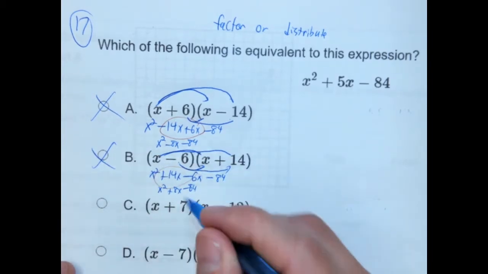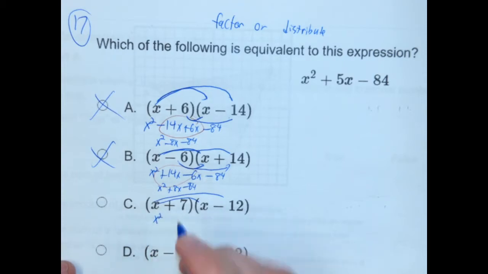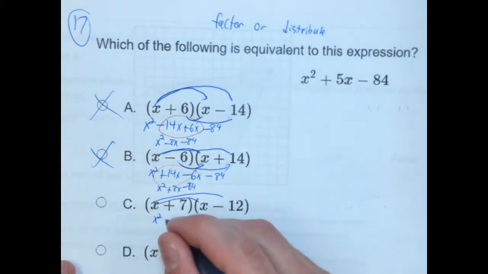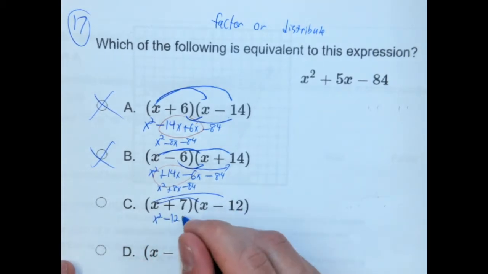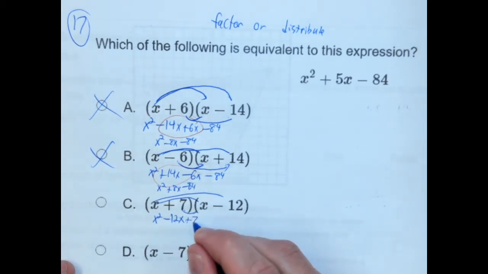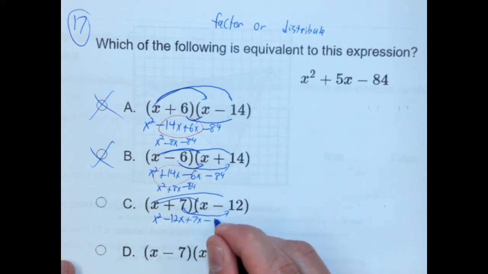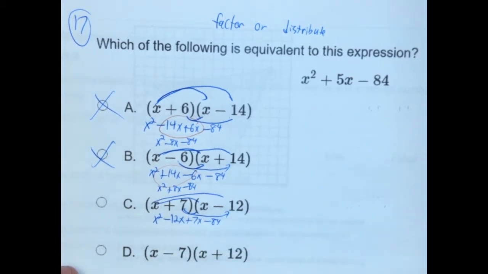Let's try C. So distribute the x. X times x is x squared. X times negative 12 is negative 12x. Don't forget that negative sign. Distribute this to positive 7. 7 times x is positive 7x. And 7 times negative 12 is negative 84. Okay, let's combine these like terms in the middle.